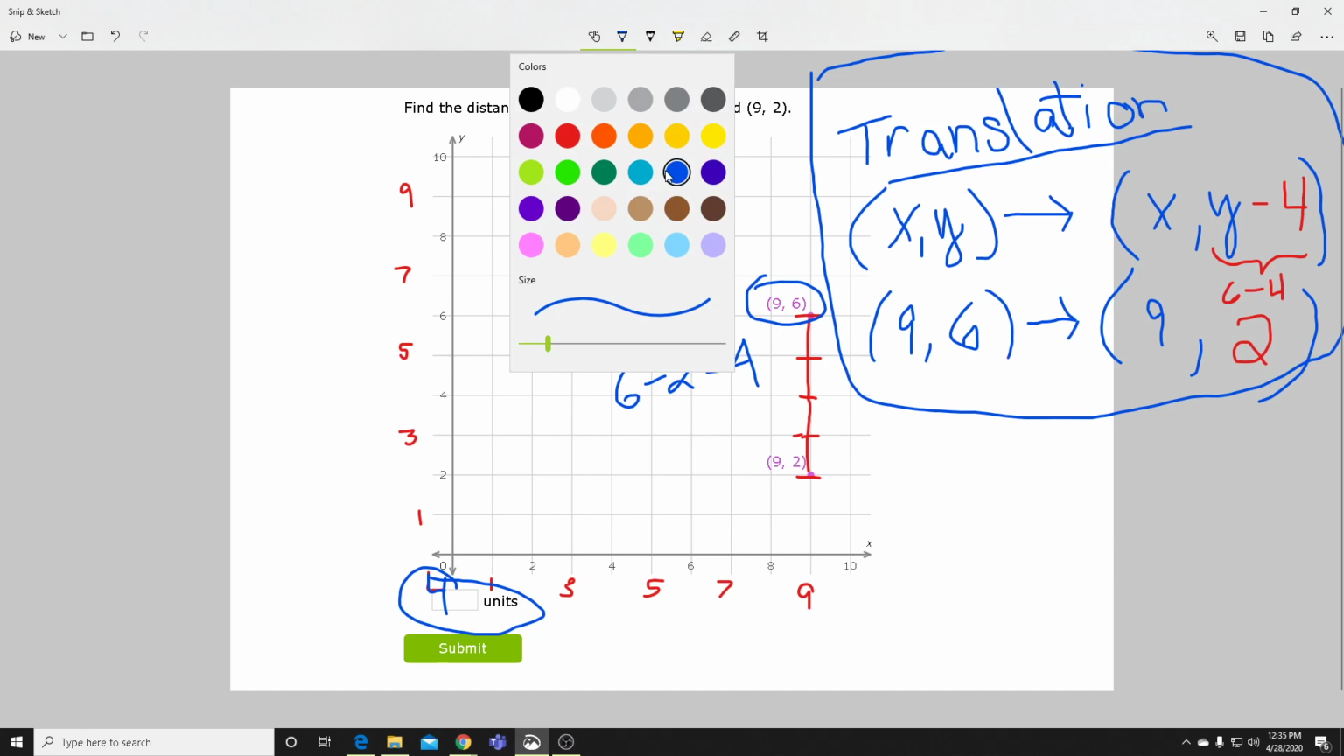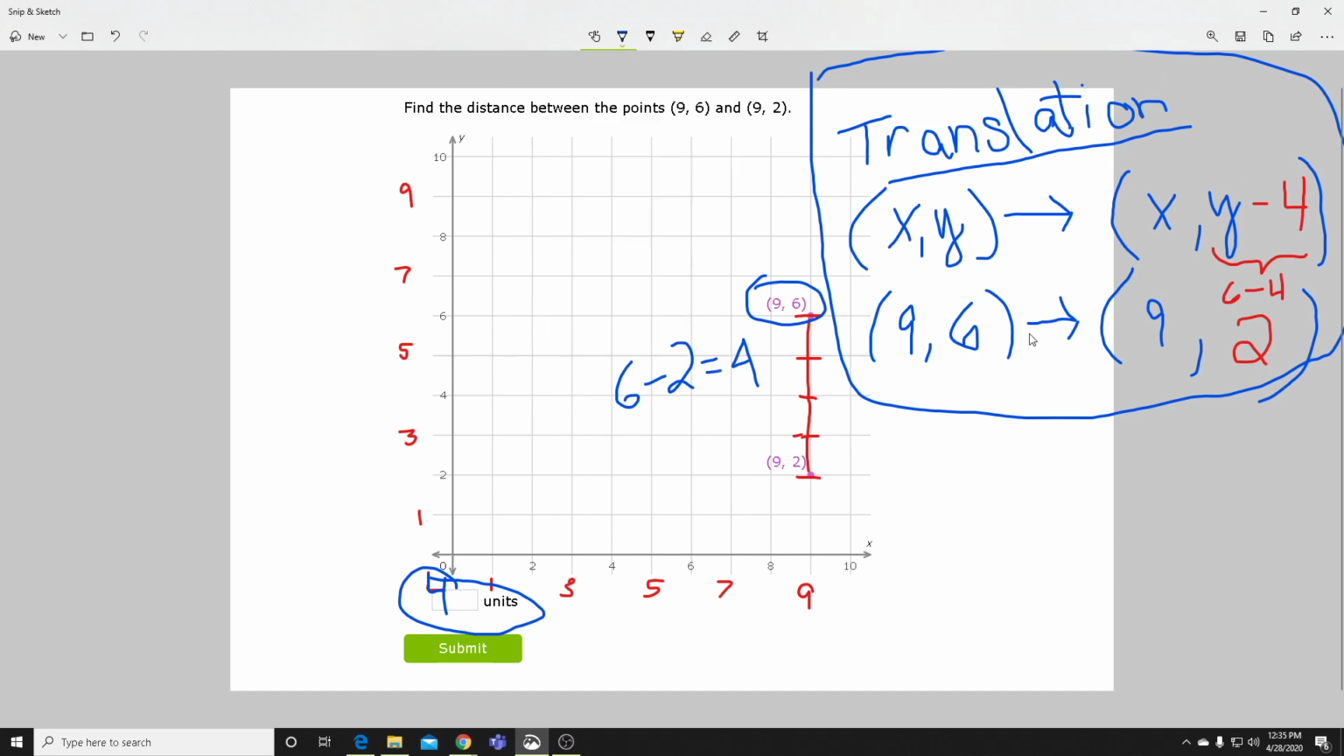So we used a translation. We saw that if we moved from this point to this point, the point would move a distance of 4 units. We also saw that if we just counted up on the coordinate plane, there are 4 units in between these 2 points. We checked our scales on the sides to make sure that there's no surprises. There weren't, we're just counting by ones.